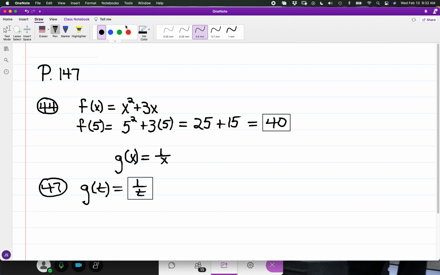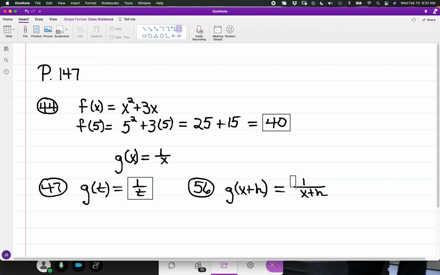And in the case of number 56, we now have g of x plus h. So just change the input x to the binomial x plus h. Again, whatever the input is, we're going to take the reciprocal. So for g of x plus h, this will come out to 1 over x plus h.